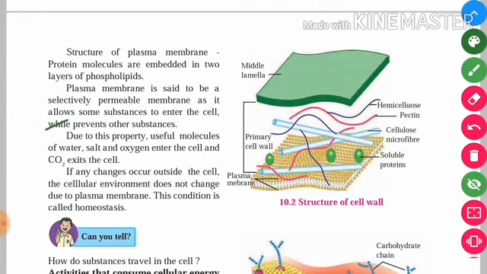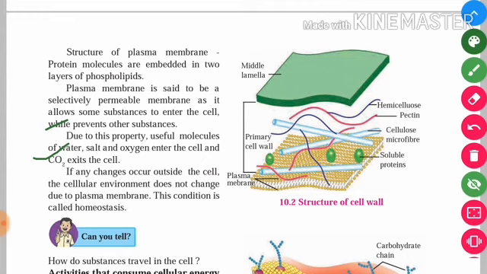Due to this property, the useful molecules of the water, म्हणजे पाणी आहे, सॉल्ट आहे आणि ऑक्सिजन आहे, enter in the cell. आता त्याला सिलेक्टिव्ह परमेबल असल्यामुळे त्याच्यामध्ये बघा त्याच्या आतनं कोणकोणत्या गोष्टी प्रवास करतात, तर ऑक्सिजन, सॉल्ट आणि वॉटर त्यामधून पर्क्युलेट होतात. मात्र कार्बन डायऑक्साईड exit the cell, म्हणजे कार्बन डायऑक्साईड बाहेर पडतो. काही गोष्टी एंटर होतात आणि काही गोष्टी बाहेर पडतात.